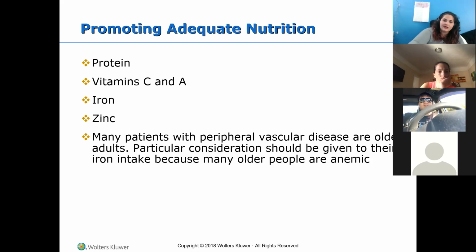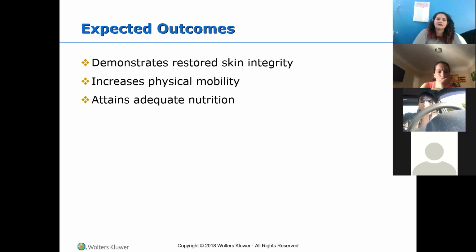And the outcomes that we expect from all of these are to demonstrate restored skin integrity, increased physical mobility, and attains adequate nutrition. So those are the outcomes that we expect to see when we do all of these different interventions.